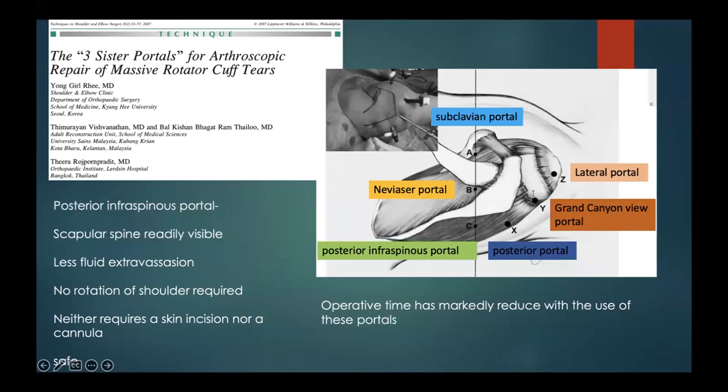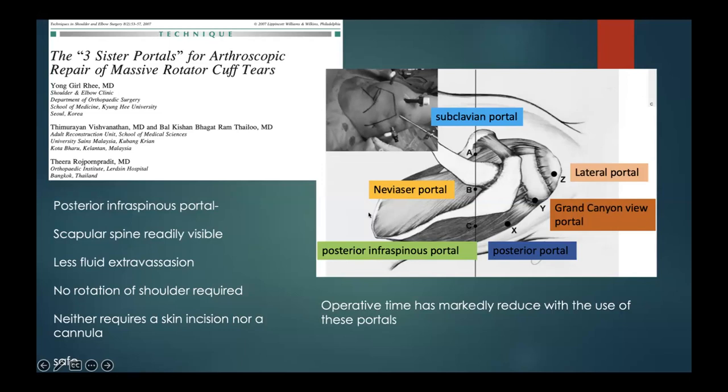The posterior infraspinous portal is located 1 centimeter inferior to the spinous process of the scapula, at a point along the straight line that connects the sternoclavicular joint and the nevus. A banana lasso introduced into this portal at 45 degrees to the skin and directed anterolaterally towards the midpoint of the lateral border of the acromion will enter the subacromial space parallel to the cuff as well as perpendicular to the tear edges.